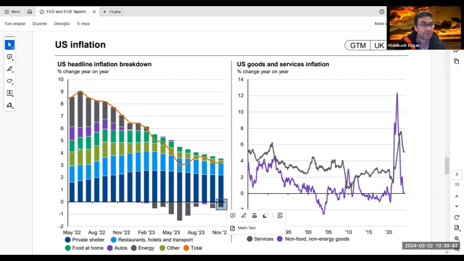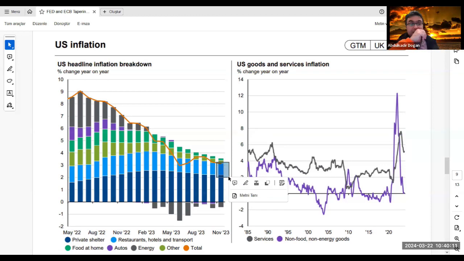Or when we speak about the other items, it is almost zero. And when we speak about autos, please look at chips and automobile contribution. There is no contribution from autos as well. But what is still continuing under huge pressure is private shelter and the services sector. This is really still high.